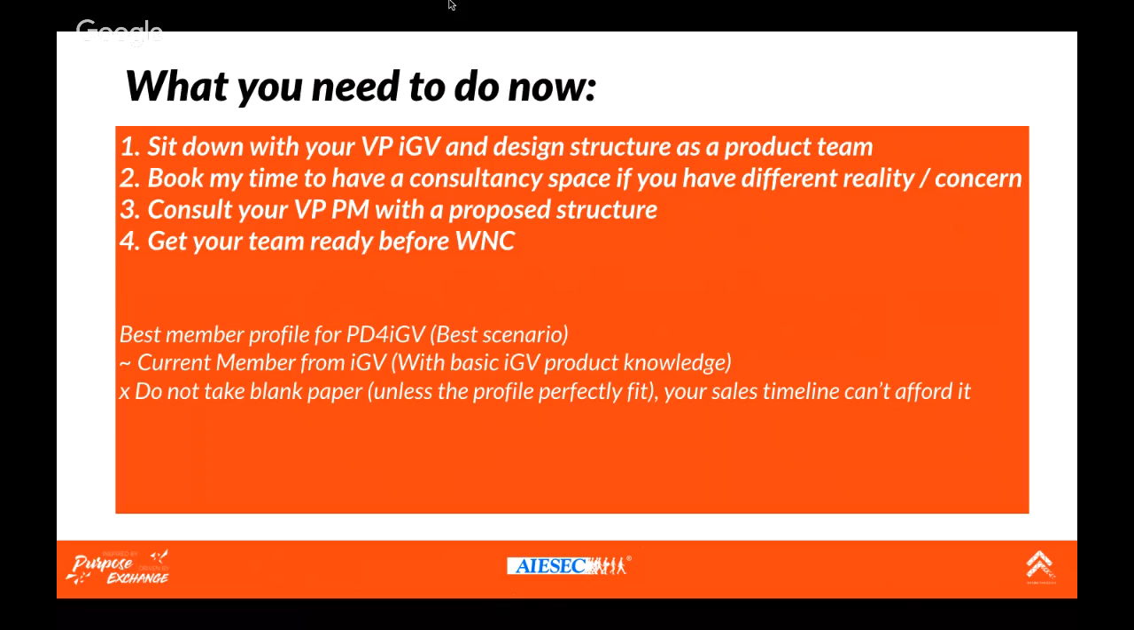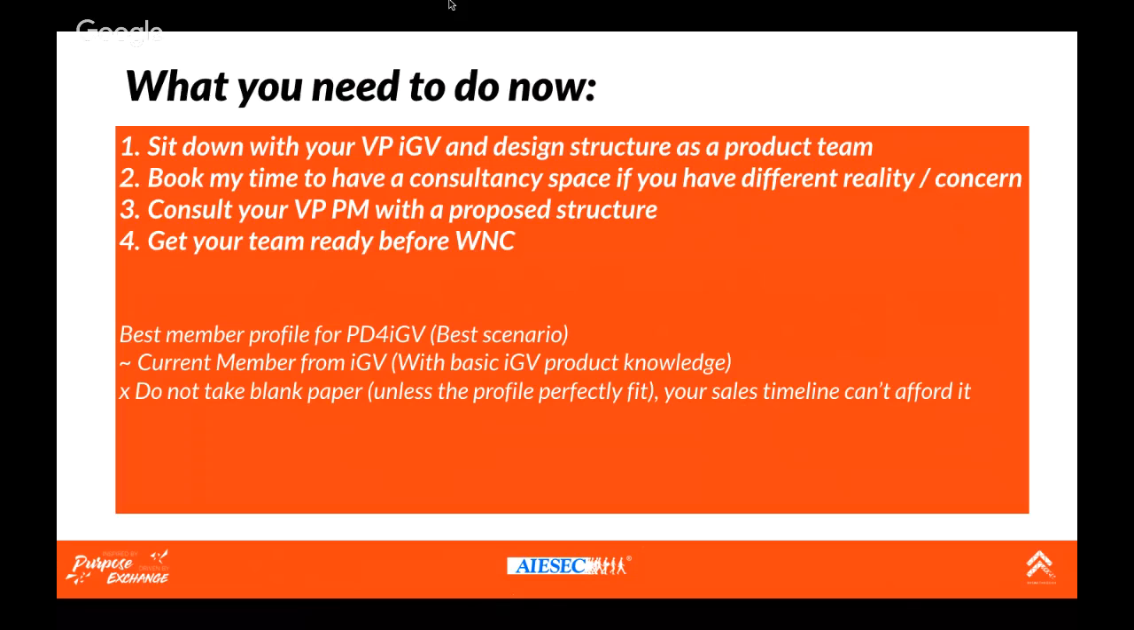Okay, and then book my time to have a consultancy session if you have a different reality or concern based on all the facts and data that I showed just now. Next, you can actually consult your VP/PM as well with the proposed structure, and then you can all make a decision as an EB team. Last but not least, get your team ready before WNC so that different layers of people can actually get the most knowledge out of the conference itself. So one thing to emphasize, the best scenario for you to get members profile for PD4iGV is with the proposed structure, which only has 2 layers.